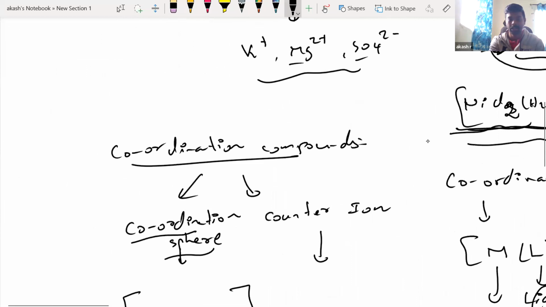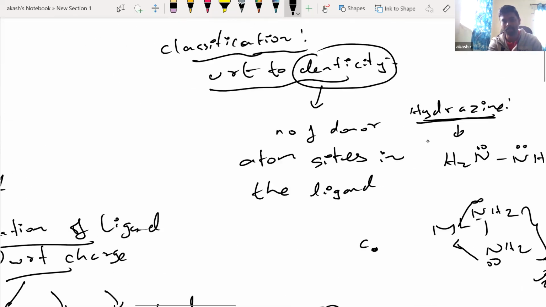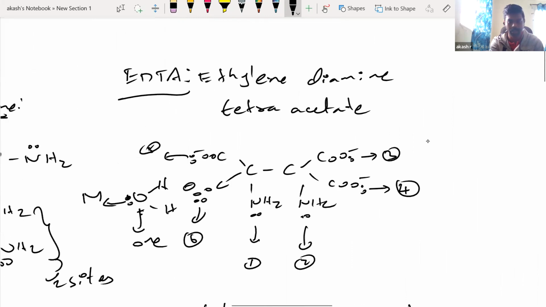Fine. Now moving on. There are other aspects of this coordination sphere also.